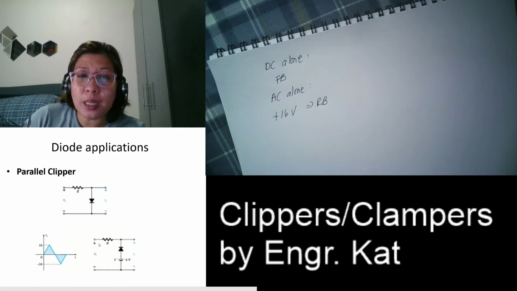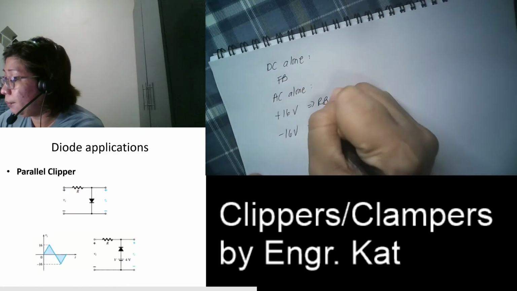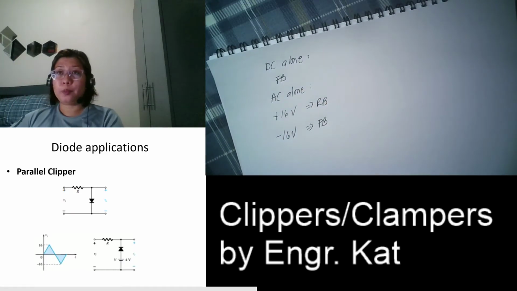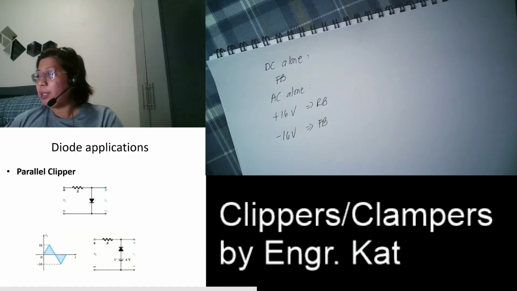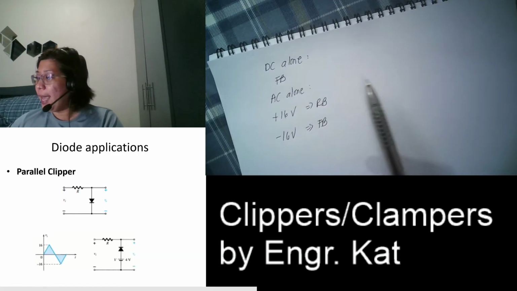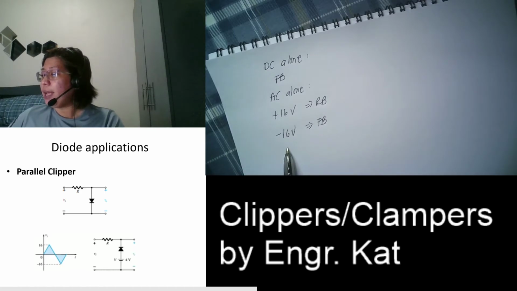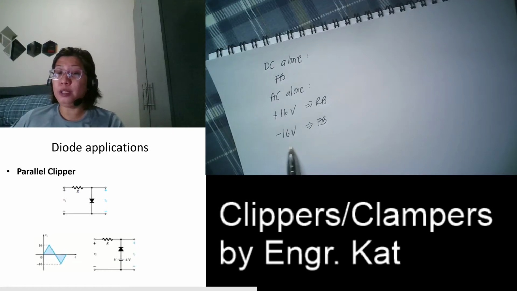Negative peak, so that is minus here and plus here, that is forward biasing your diode. Okay. So we join them together. What will happen if we join them together? Since your DC source is forward biasing your diode and your negative 16 is also forward biasing your diode, during the negative half cycle, we know that your diode is in the forward bias mode.